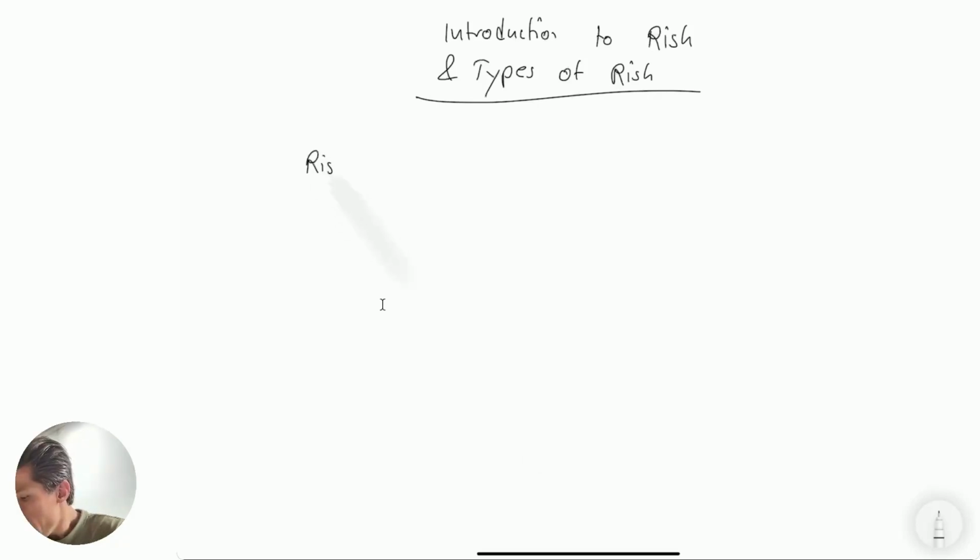You may have heard risk and return. The higher the risk, the higher the return. If you invest in a risky asset, you would expect a higher return. If you invest in a not so risky asset or portfolio, then you would assume the return is lower. Good. What does it mean? Return, I will cover in another video.